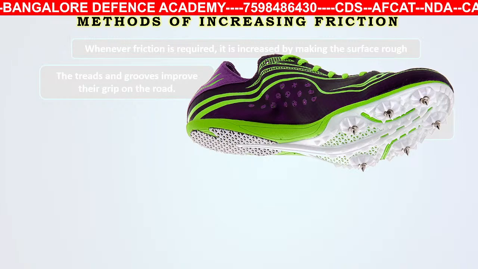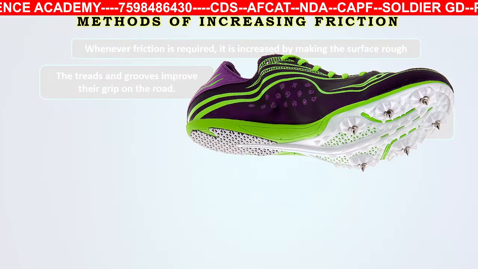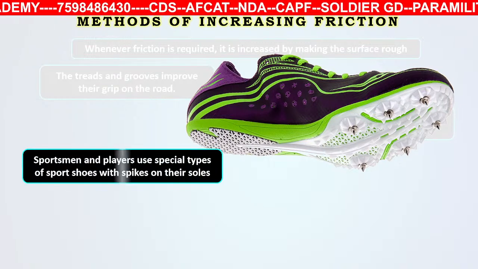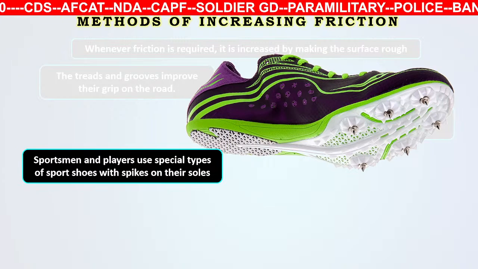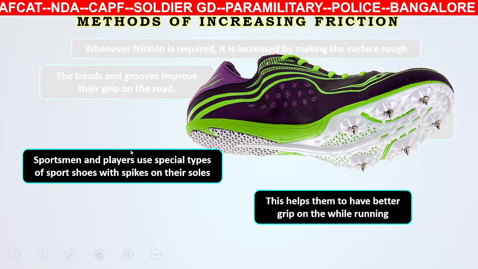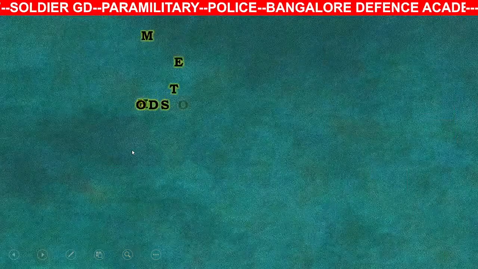shoes. Have you seen athlete shoes like this? Why do they have it like this? Yes, sportsmen and players use special types of sports shoes with spikes on the sole. This helps them have a better grip when they run. Next, methods of reducing friction.